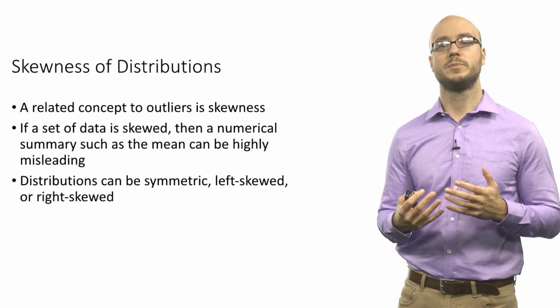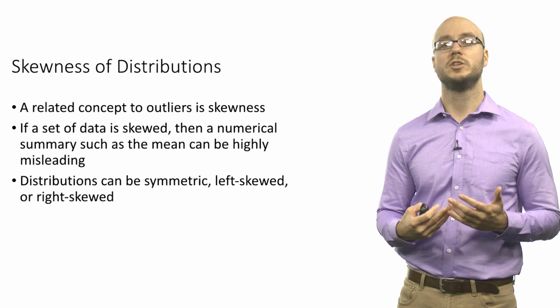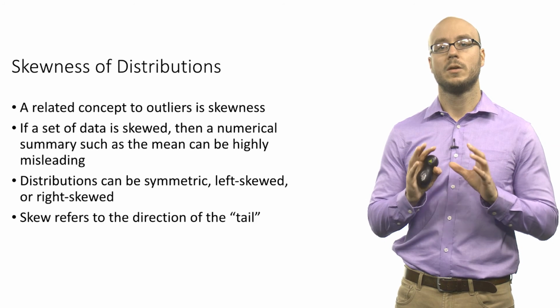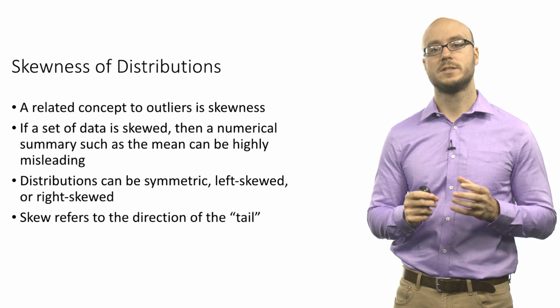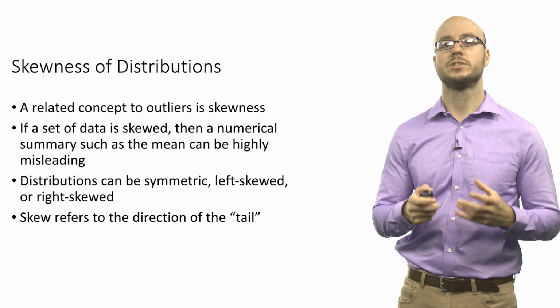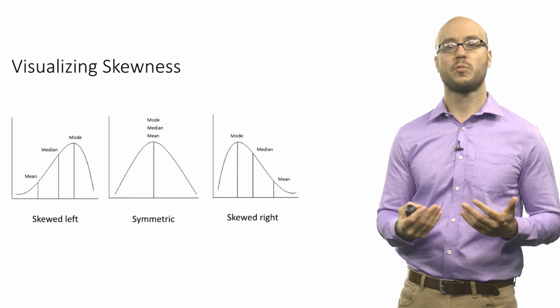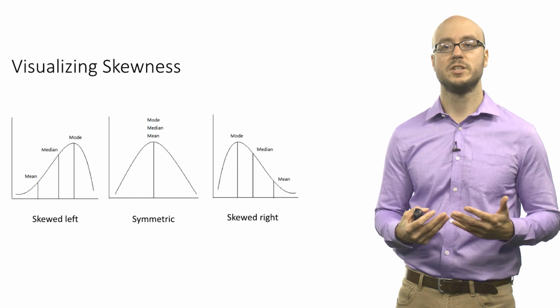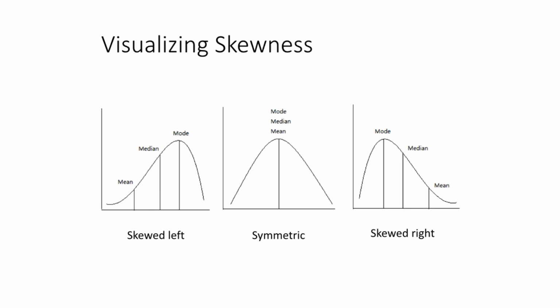We like to talk about distributions in terms of being symmetric, left skewed, or right skewed. One key point about skewness is that the skew is referring to the direction of the tail. So these are three different distributions with different kinds of skewness. You can think of skewness as where a lot of outliers are located. In a symmetric distribution, you have outlying values on both ends of the distribution, or you might have no outlying values. But the key point is that in a symmetric distribution, there is no skewness.